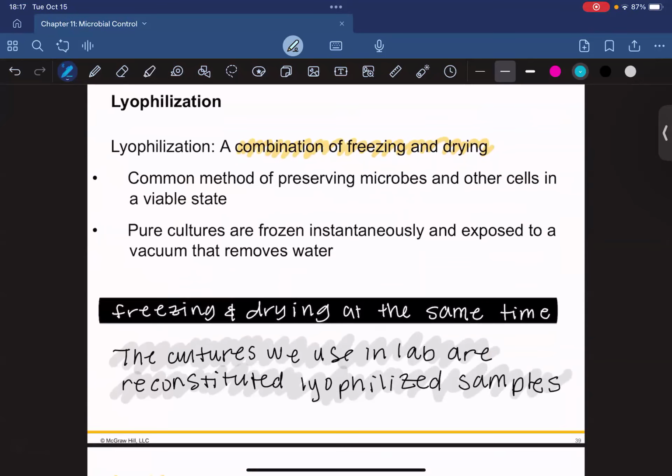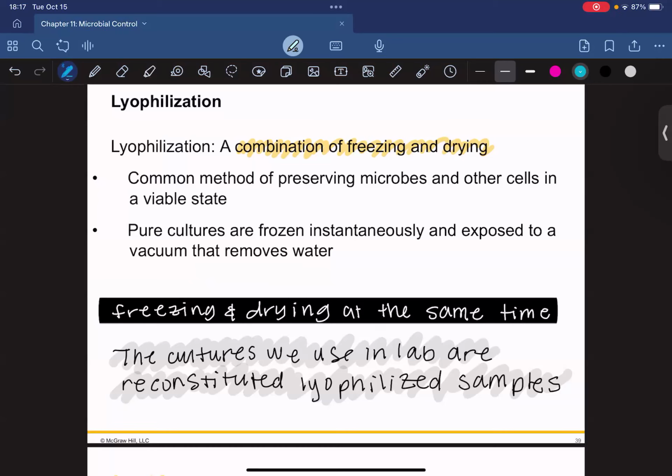Lyophilization. This is using a combination of freezing and drying. We usually will take a sample, put it in a centrifuge that will spin it fast and have a vacuum to suck the air out. That encourages the drying process. And then we will also have a freezing temperature all at the same time. And that will turn whatever it is in there into a fine dust.